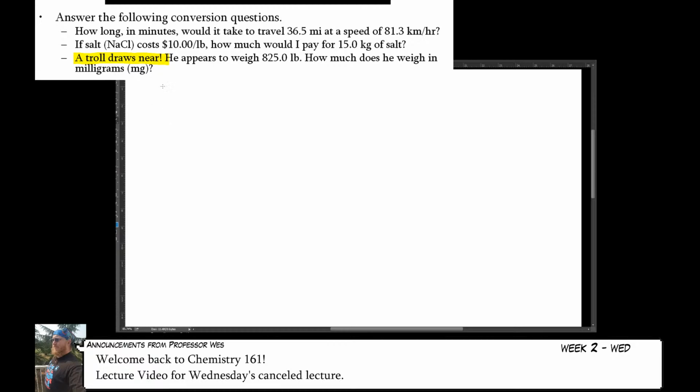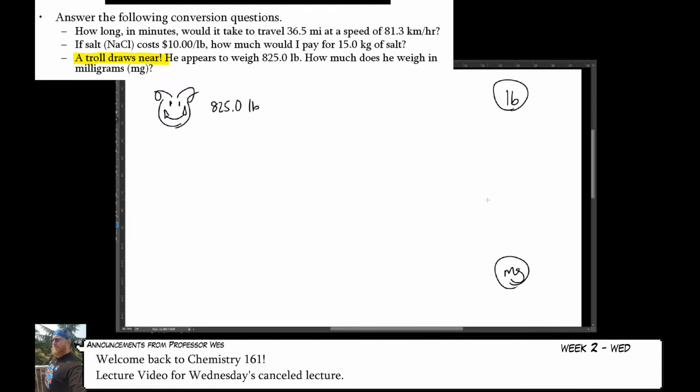All right, so I have a troll. Let's draw our troll. So he's got horns. There he is. And he weighs 825.0 pounds. He's big. He needs to go on a diet. Or maybe he doesn't. I don't know. How much does he weigh in milligrams? So we got pounds and we want milligrams.